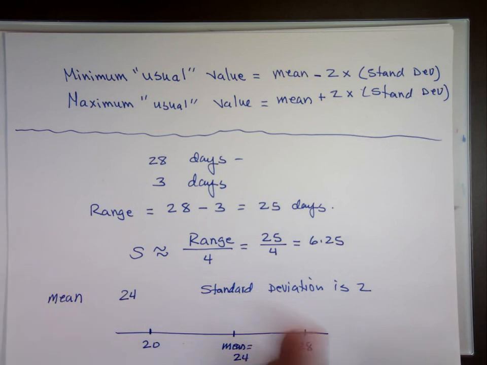Same thing with the bottle of Coke. It's supposed to have 16 ounces or 12 ounces. Do you have 12 ounces in them? And they do random testing on them. So that's the minimum usual value. That's the maximum usual value for that.